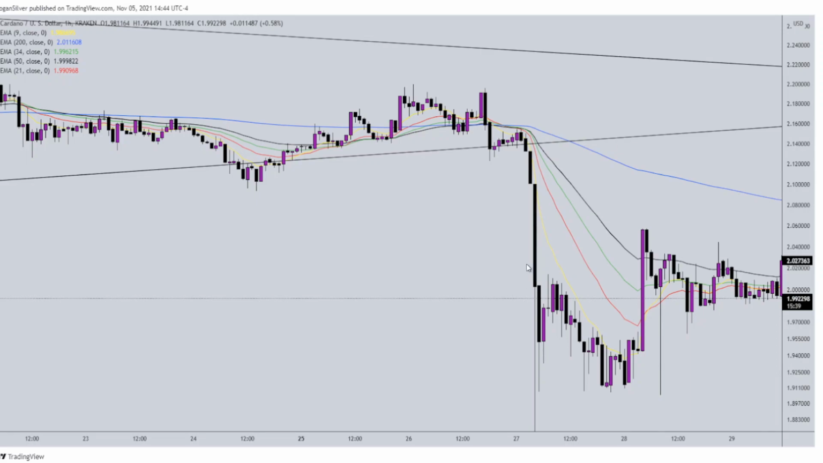As you can see, the 8 is our yellow, then we have the red, which is our 21, then we have the 34, the 50, and the 200 as our blue. This is a downtrend. As you can see, all the EMAs are fanned out, moving in a very nice downtrend.